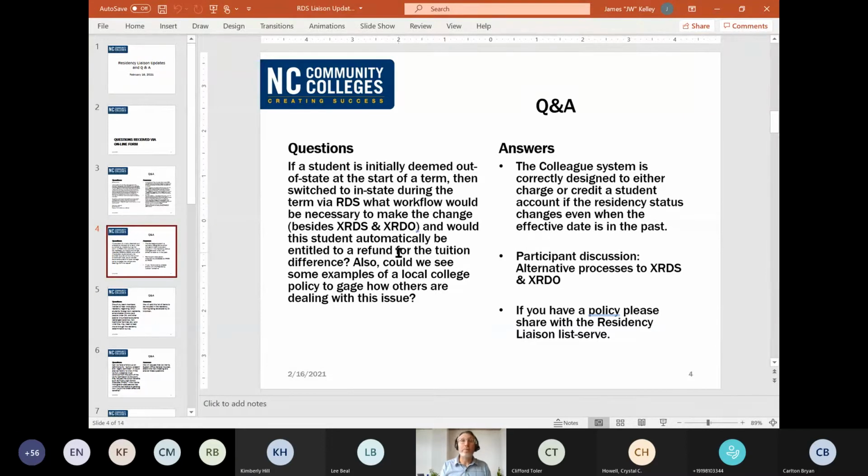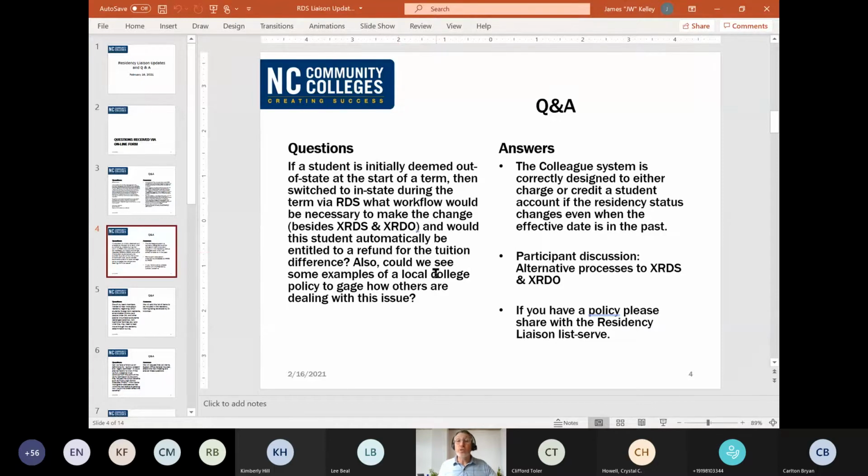We've had this question happen several times with this scenario, that the person was out of state, now they're in state in the term, and the system, the Colleague system, especially when bill is run, generates a refund. Or if the other scenario happens, they were in state and then they flipped to out of state, then they end up with a charge, right? But this question is specifically dealing with the potential of a refund.